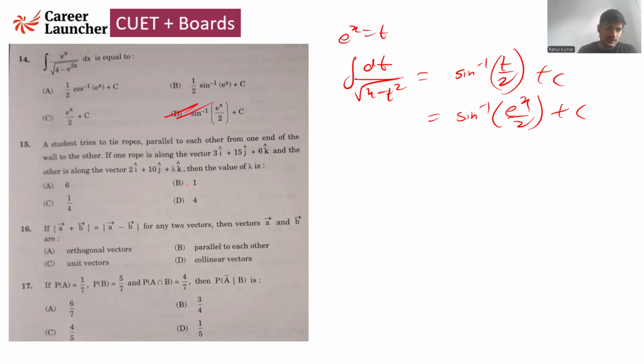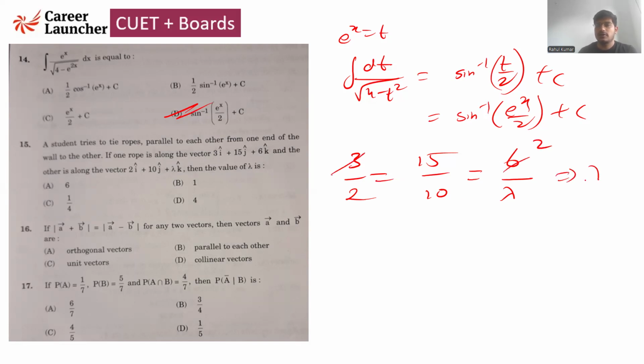Which is option D. Now, the next question: a rope has direction ratios 15 and 6, and another rope has direction ratios 2, 10, and lambda, and they are parallel to each other. You need to find the value of lambda. Just simplify this thing, and the value of lambda will come out as 4.